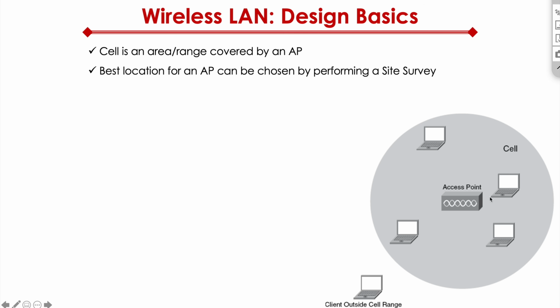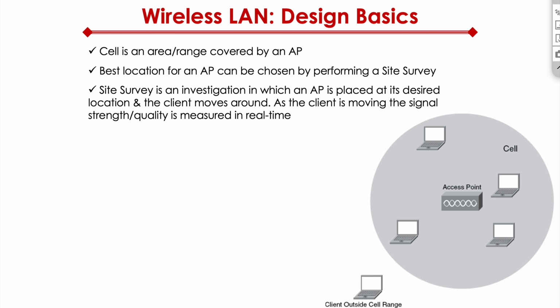So if you have no experience working with wireless networks before, what we do in the real world in a corporate or enterprise type environment, if you want to deploy the access points in the correct fashion, is perform a site survey. It's an investigation process in which an access point is placed at its desired location and the client moves around.